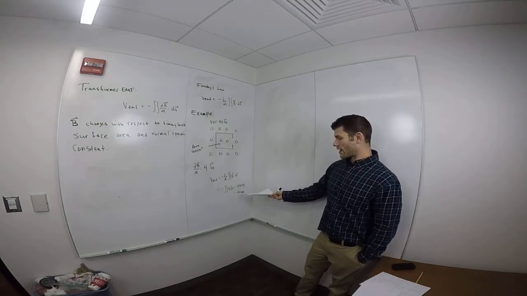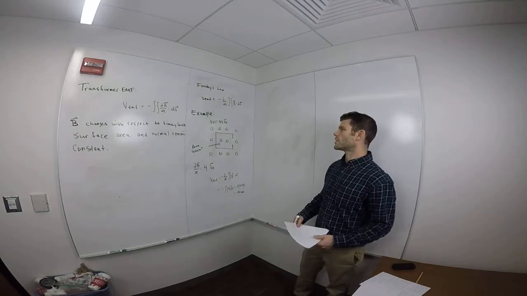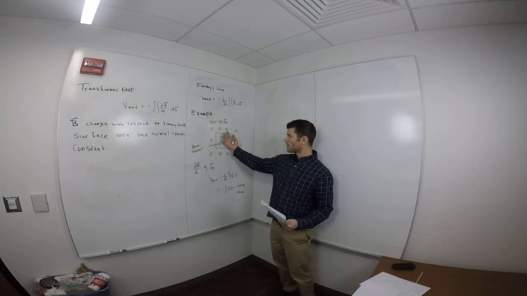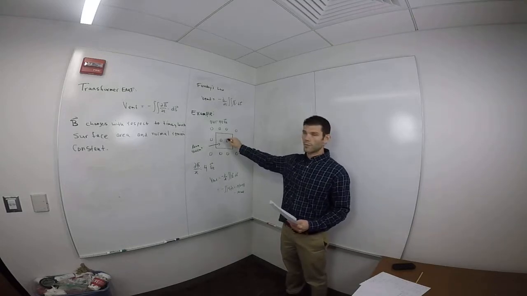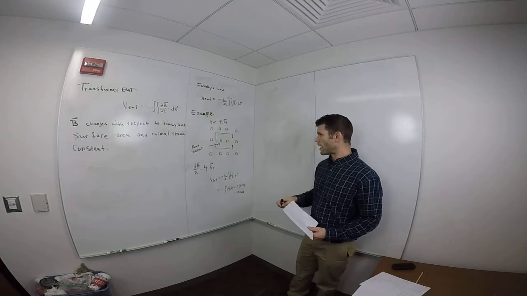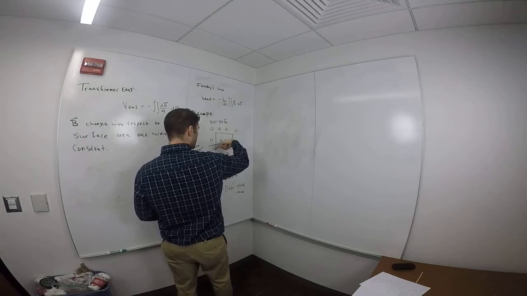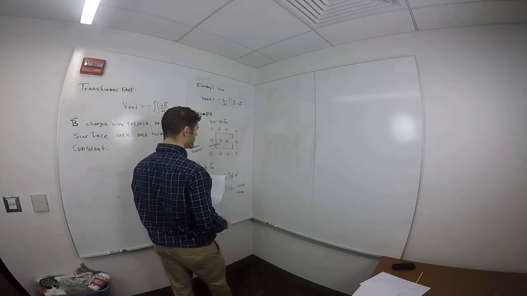The negative sign only means that the current that's going to be produced is going to oppose the rate of change. This flux is getting stronger coming out of the board, so we want a flux going into the board to oppose that change. What would the direction be? A clockwise current would produce a flux going into the board and oppose the change.